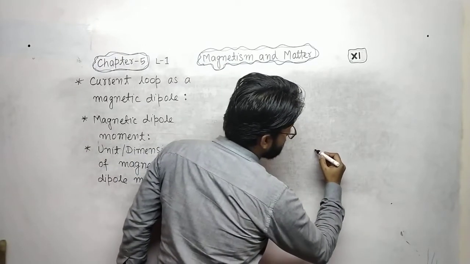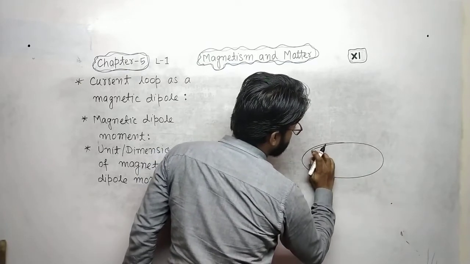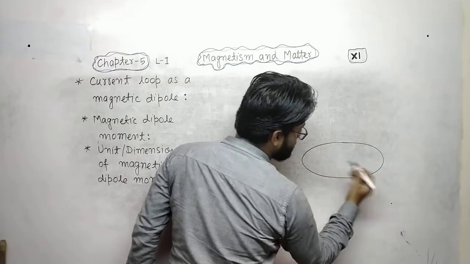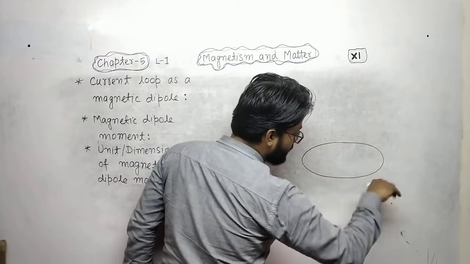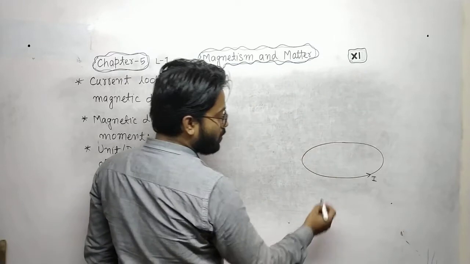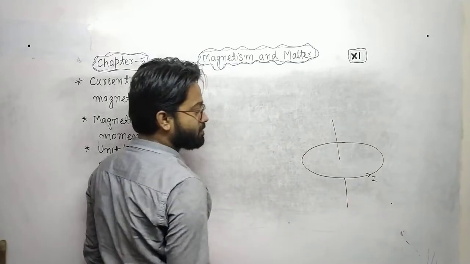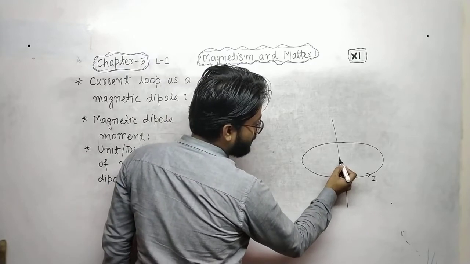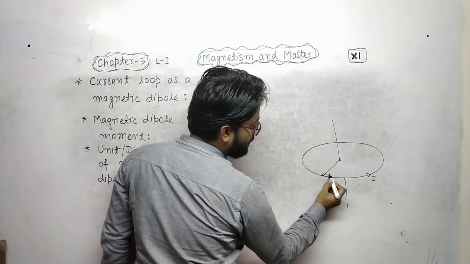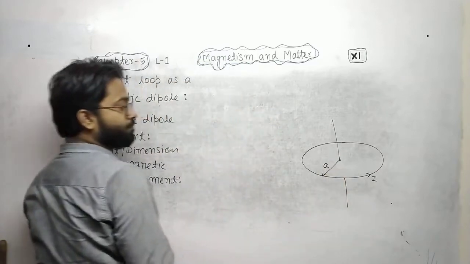Let us suppose this is the loop, and current is moving in this direction. This is the loop, and it will also have an axis. This is the axis, and this is the center. Let us suppose the radius of this coil or this loop is A.